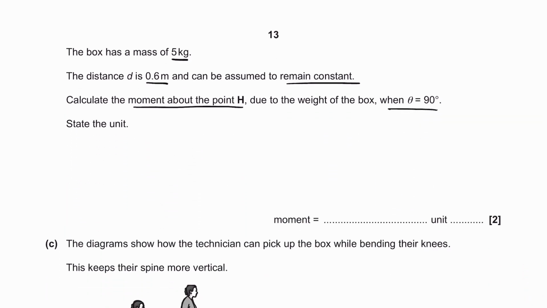We know that moment is equal to the force times distance, and 5 kilos times 9.81, the distance is 0.6, which gives 29 newton meters.